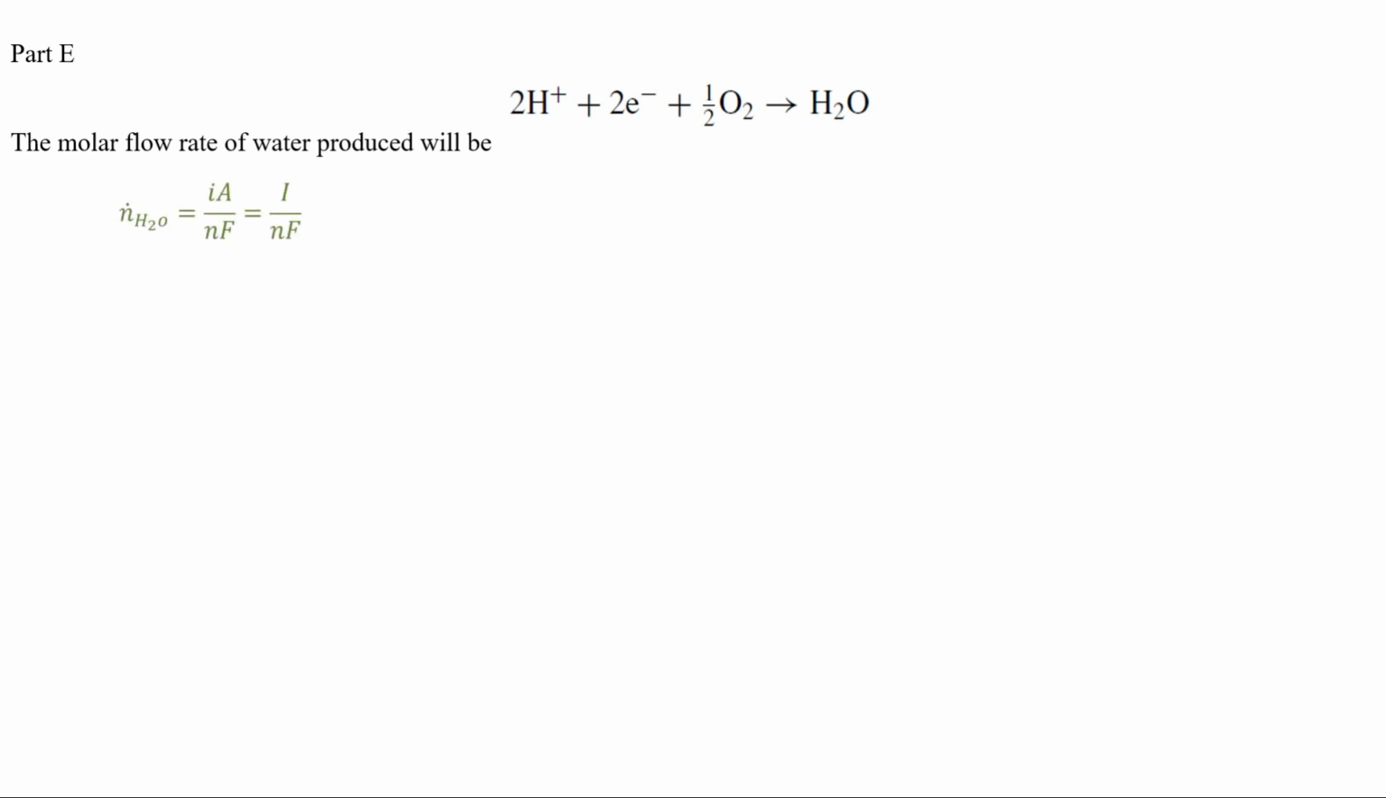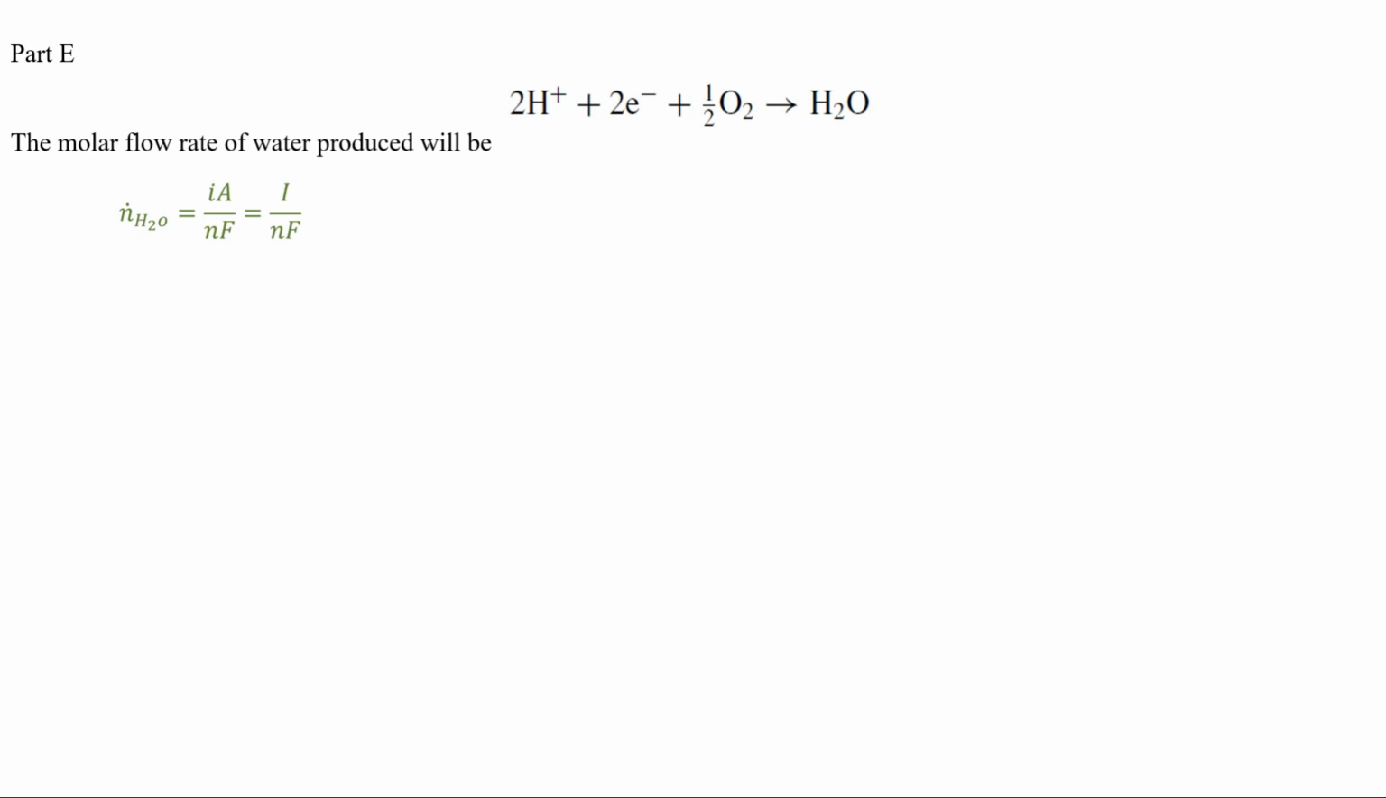In part E, we have to determine the amount of water generated. Water is produced from an electrochemical reaction in a fuel cell. When hydrogen and oxygen react electrochemically, they will produce water. So the molar flow rate of water produced will again be given by Faraday's law, I over NF. I is 4 and F is the Faraday constant. Now carefully look at the reaction equation which is written on your screen: for 1 mole of water production, 2 electrons are involved.